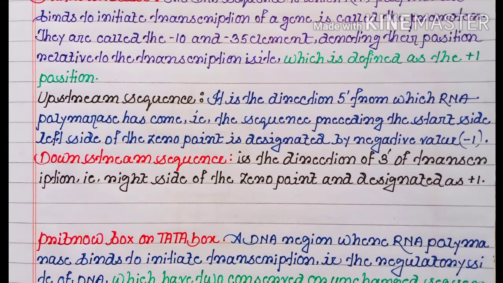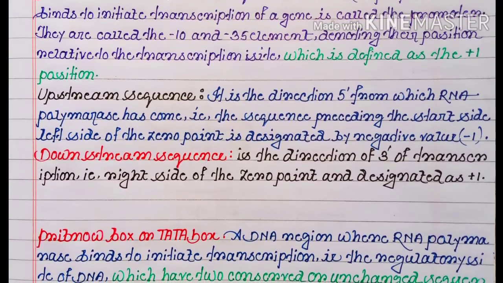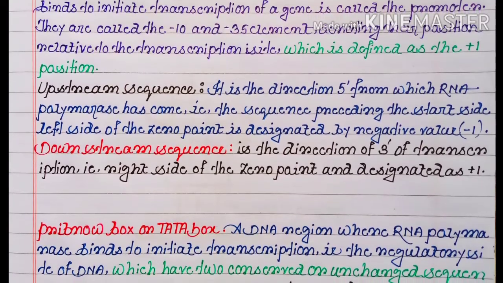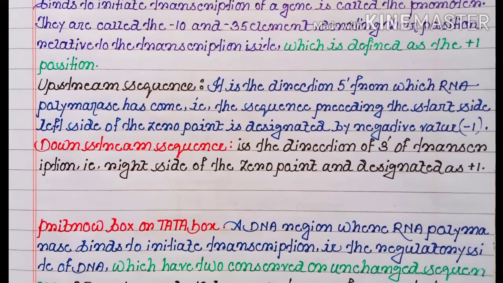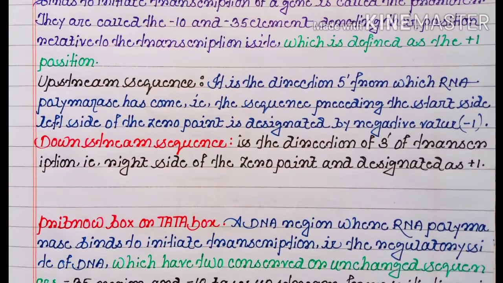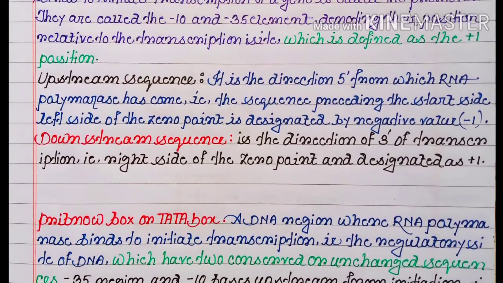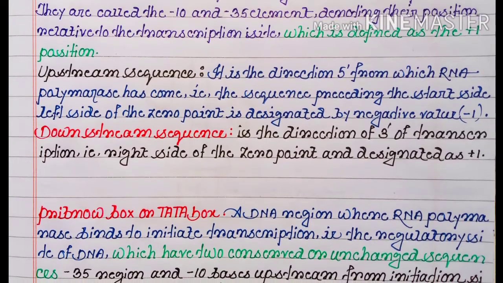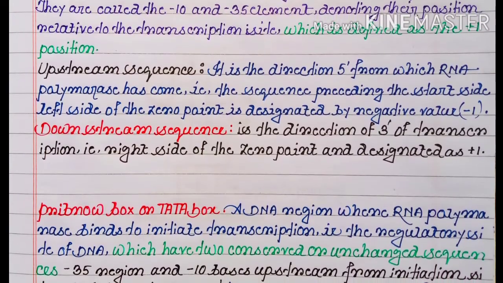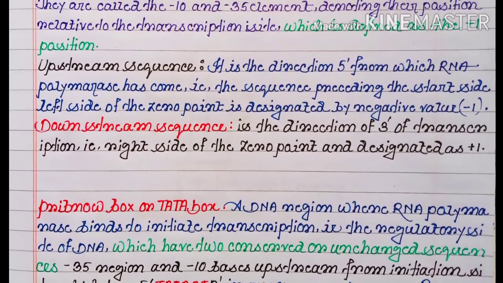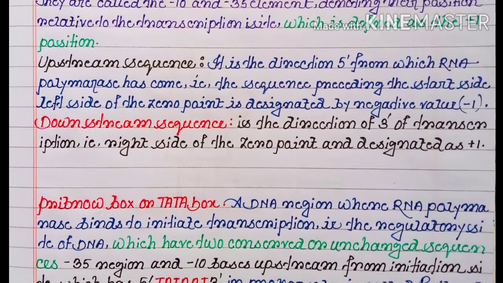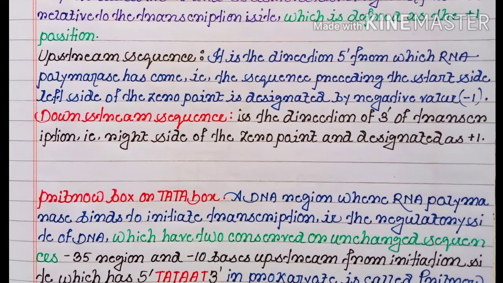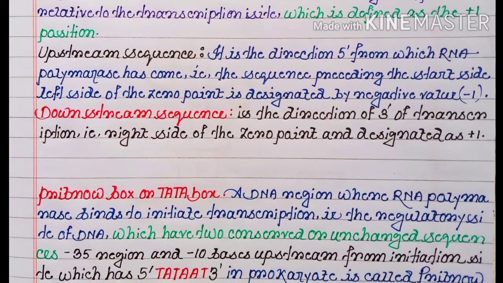Next, the upstream. It is the direction 5' from which RNA polymerase has come, that is the sequence preceding the start site, the left side of the 0 point, designated by negative values. Now look at the downstream sequence, the direction 3' of transcription, that is the right side of the 0 point, designated as +1.